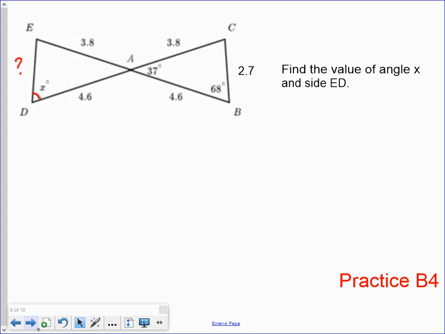Well, let's take a look at what we know here. We know that this angle and this angle are going to be the same. So we can say that angle EAD is equal to angle CAB. And this is going to be 37 degrees in here.